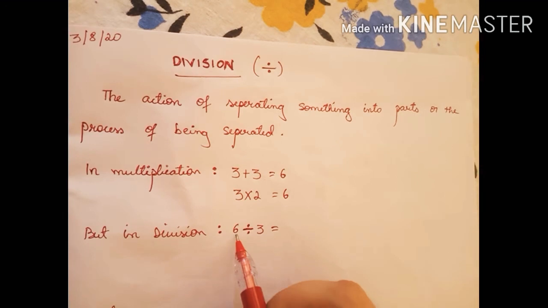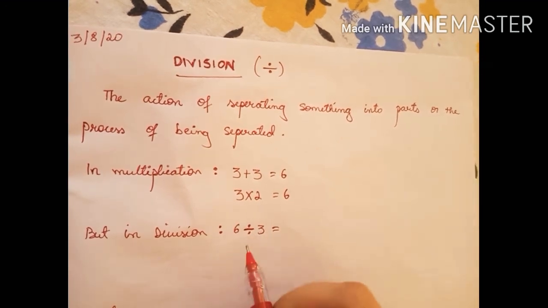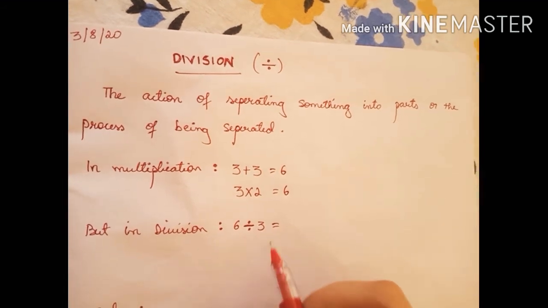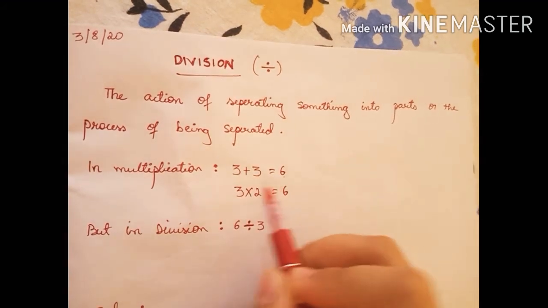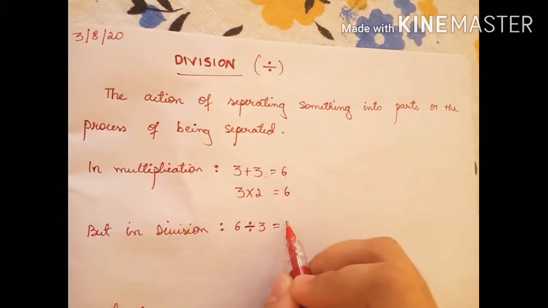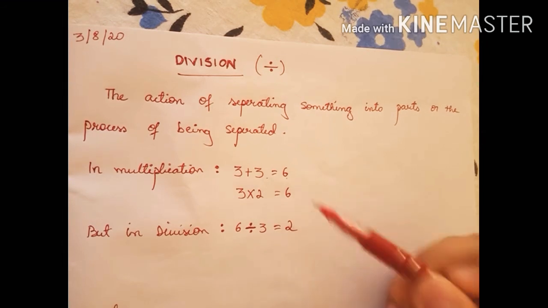That is, 6 divided by 3 is how much? You have to find out how many times 3 will make 6. So how will it be? 3 plus 3 is 6. So how many times 3 makes 6? It is 2 times, right? So the answer will be 2. This is the difference between multiplication and division.